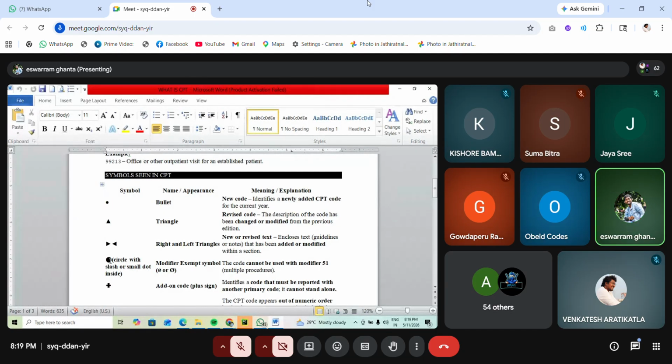And next, this circle with a slash or small dot inside is the modifier exempt, exceptional. Okay, this is the modifier exceptional.